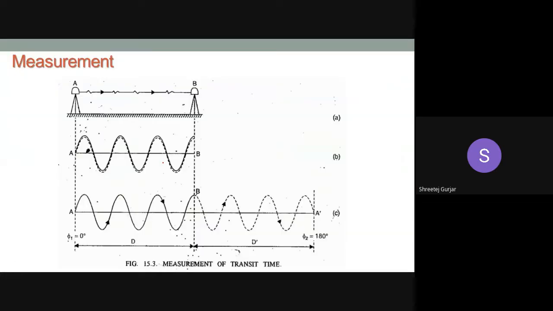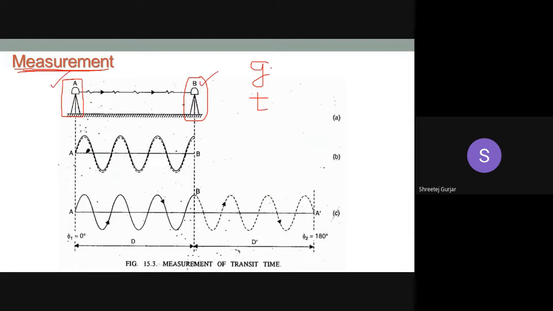Then coming to how the measurement is actually done in the instrument. This particular instrument is the transmitter, wherein the generation of the wave occurs. The wave is generated and then transmitted. You can see it is transmitted and received by the receiver, which is here. A is the transmitter, and this is the receiver.